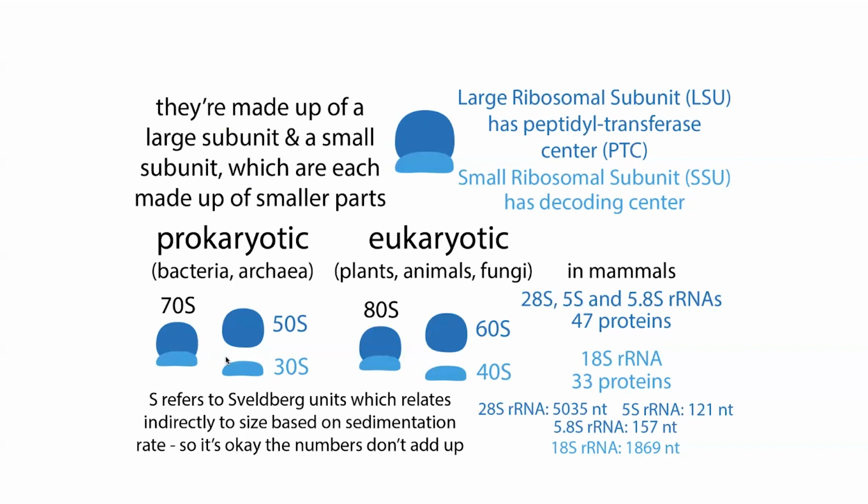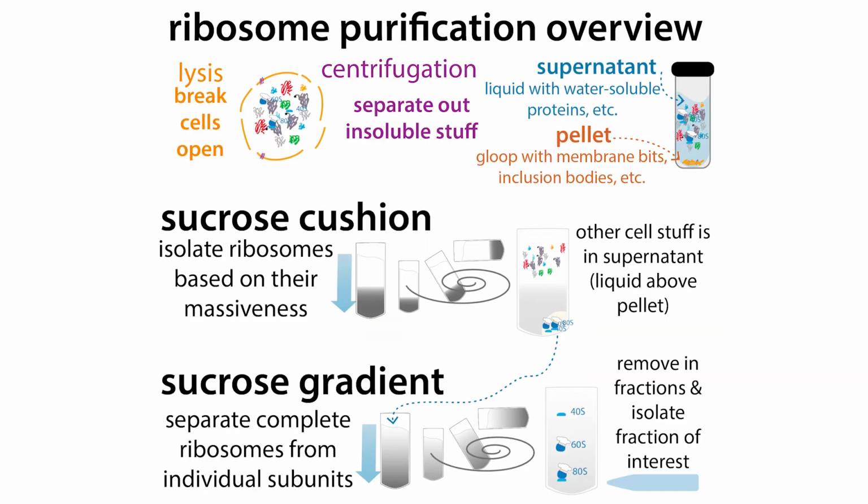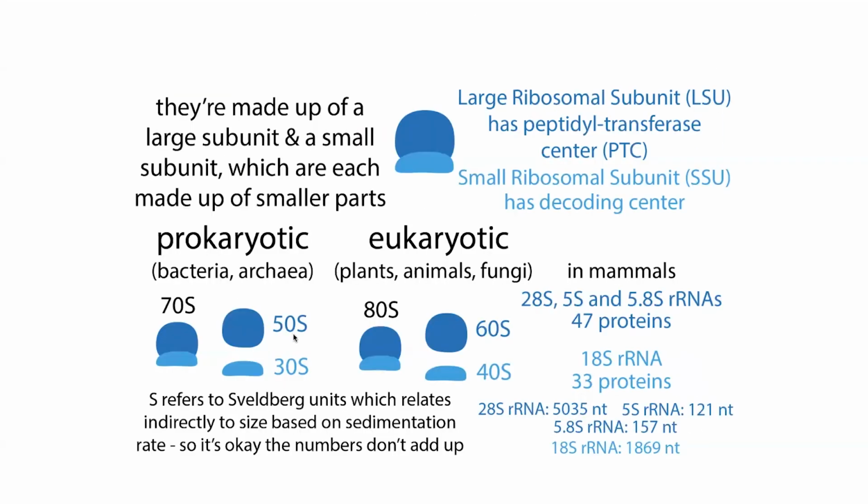And basically, the S refers to these things called Svedberg units, which relates indirectly to the size. It's based on the sedimentation rate, which is if you spin these things down, how fast do they sink in a gradient? And so it's not directly additive, which is why 50 plus 30 might equal 80, but 50S plus 30S equals 70S.